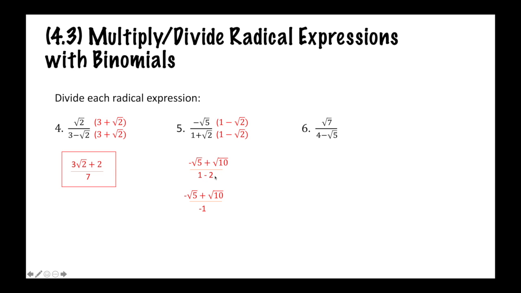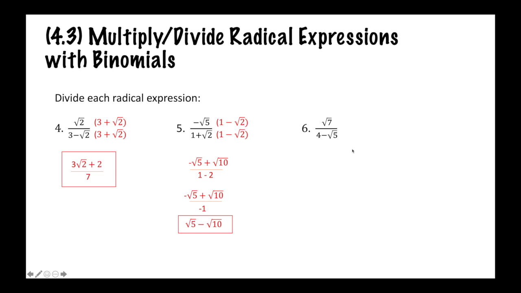So here 1 minus 2 gives us negative 1. And that's still not the final answer, because if I look at all my outside numbers, I've got a negative 1, a positive 1, and a negative 1. We do not want to leave a negative in the denominator. So I'm going to change this one to a positive 1. And if I want to change the bottom one, I have to change both of the top ones. Therefore, this is going to become positive root 5 minus root 10 as the final answer.